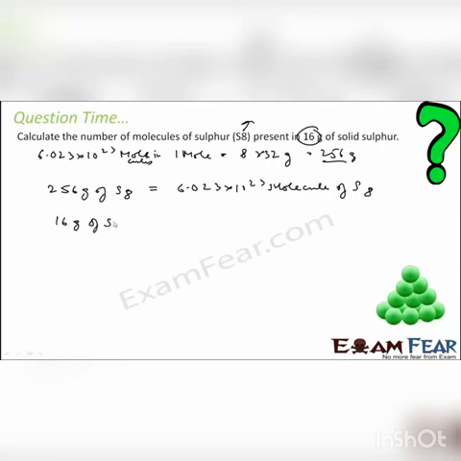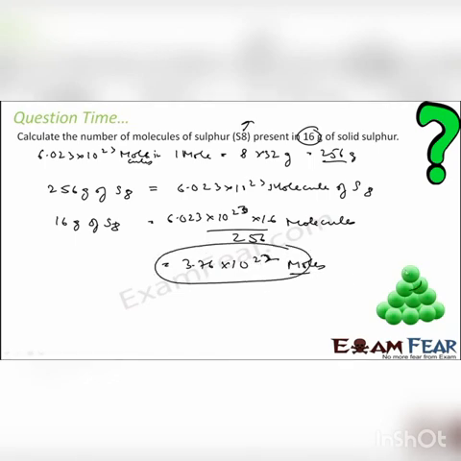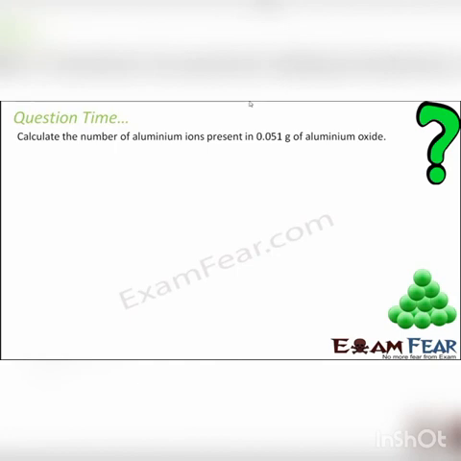I want 16 grams. 16 grams of S8 will have 6.023 into 10 to the power 23 into 16 by 256 molecules. You solve this, you got 3.76 into 10 to the power 22. These many molecules will be there in 16 grams of solid sulfur.